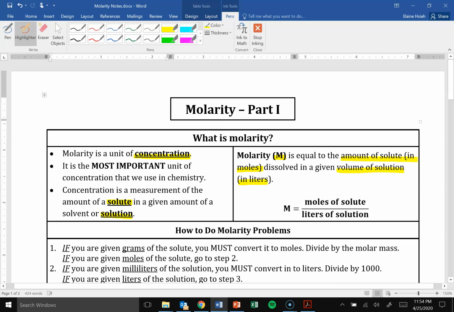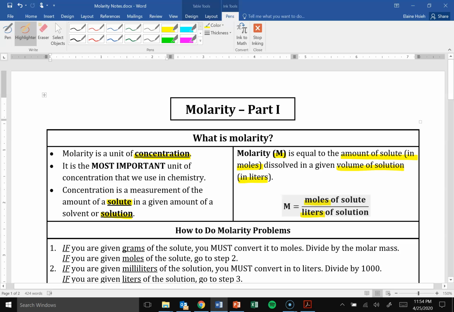So when we look at a mathematical equation for molarity, molarity is equal to the moles of a solute divided by the liters of solution. So make sure that we pay attention to the units. The solute has to be in moles and the solution has to be in liters, right? And if they are not, then we need to convert them.